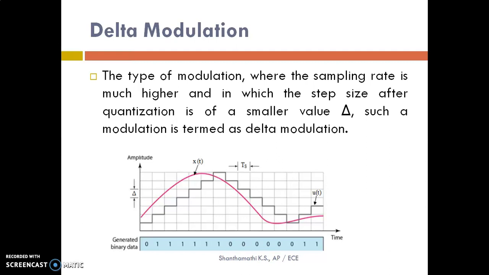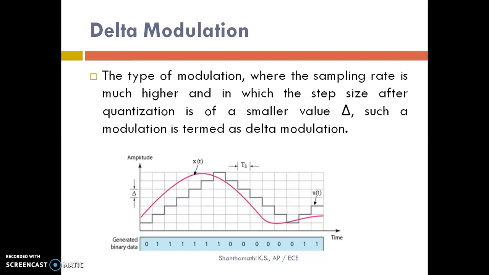In pulse code modulation, the signaling rate and the transmission channel bandwidth are quite large since it transmits all the bits which are used to code a sample, right? So to overcome this problem, delta modulation is used. Delta modulation is a type of modulation where the sampling rate is much higher and in which the step size after quantization is of a smaller value del. So here the del indicates the step size.